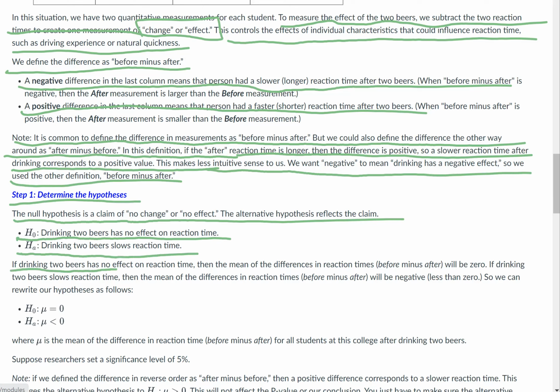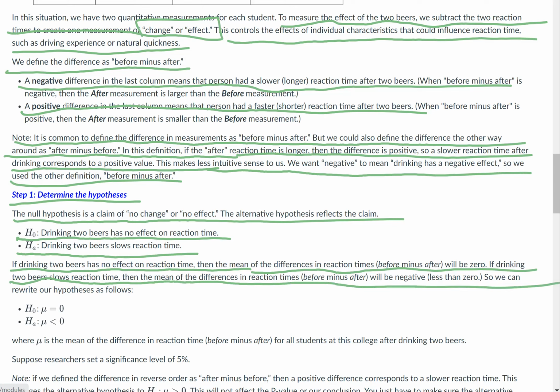If drinking 2 beers has no effect on reaction time, remember we just assumed the null hypothesis is true. So right now I'm assuming that 2 beers has no effect on reaction time, and then we'll see if some data refutes that and says I was wrong when I said the null hypothesis, or there's no data that can refute it. Then the mean of the differences in reaction times before minus after will be 0. If drinking 2 beers slows reaction time, then the mean of the differences in reaction times before minus after will be negative.